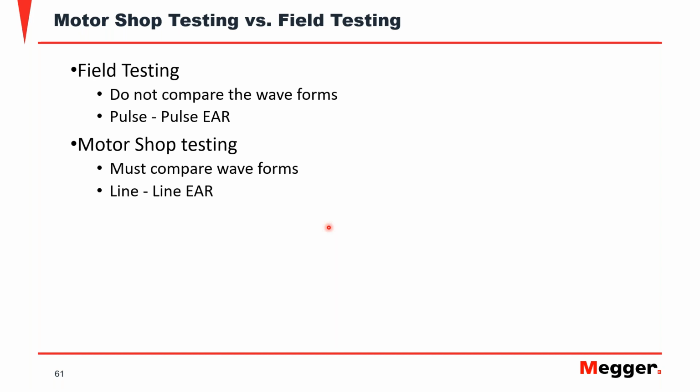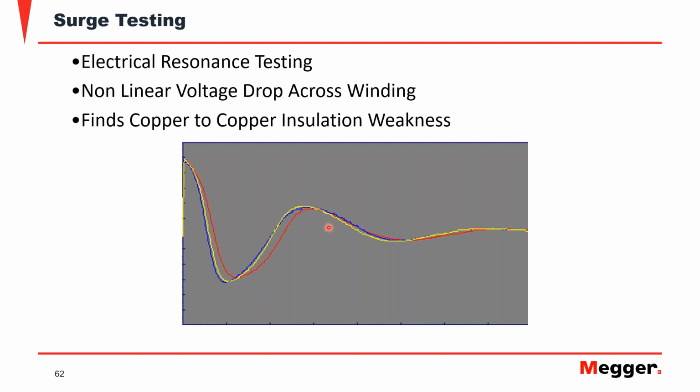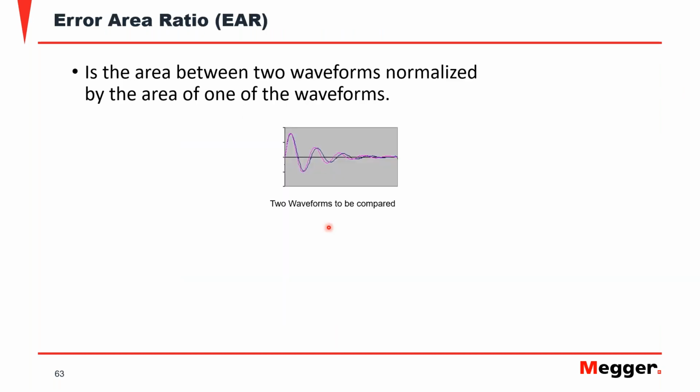So in the field, we compare pole to pole error area ratio. In the motor shop, we compare waveform. We can compare line to line error area ratio because we don't have the rotor inside the machine typically when we are in the shop. Now, what is the error area ratio? Well, that's the way we compare two consecutive waveforms.